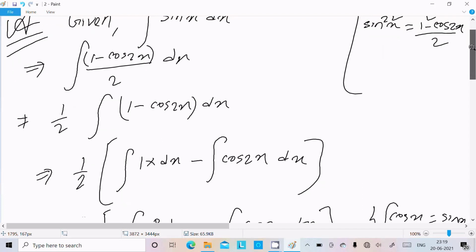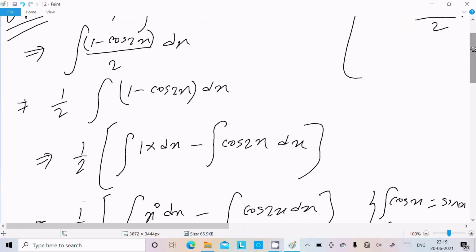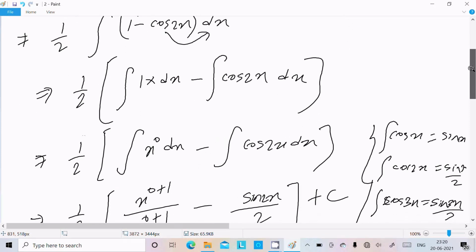Thereafter write 1 minus cos 2x divided by 2. 1 by 2 is the constant that I told first. Thereafter 1 minus cos 2x. Do the separation. So 1 with dx and minus cos 2x with dx.